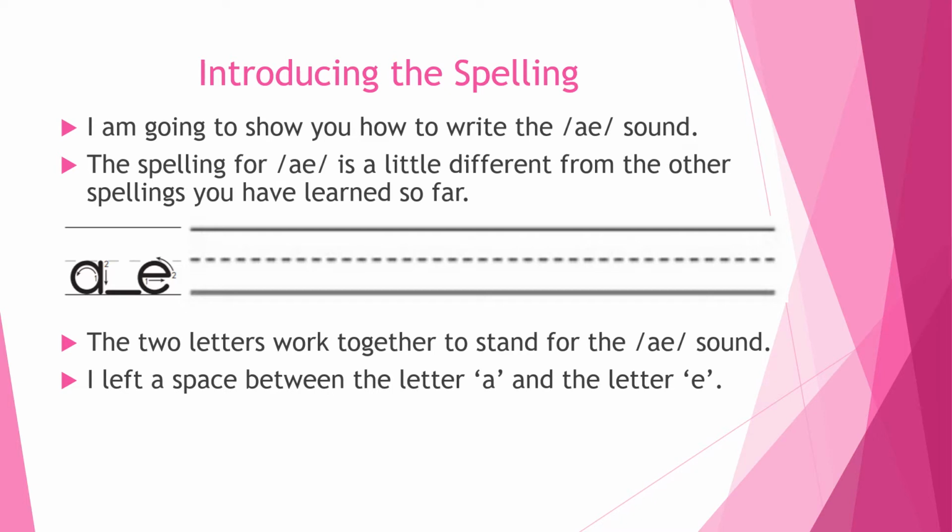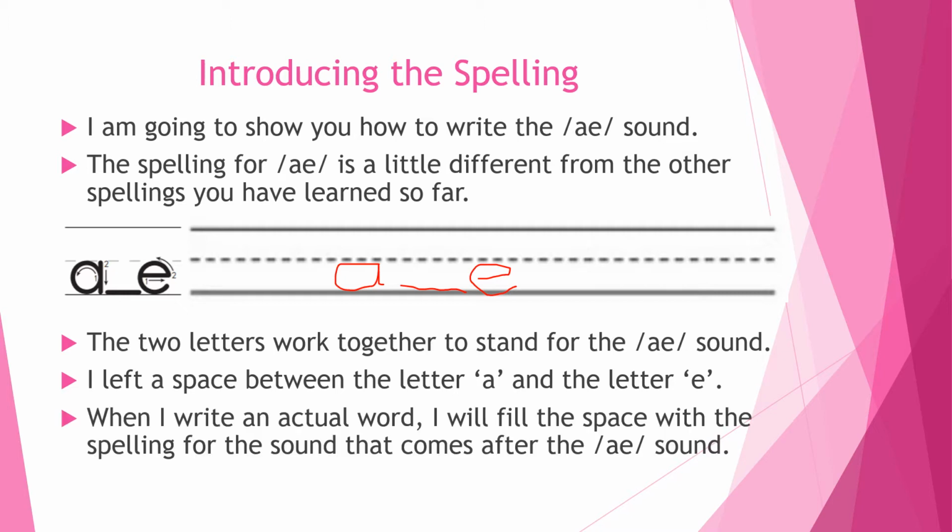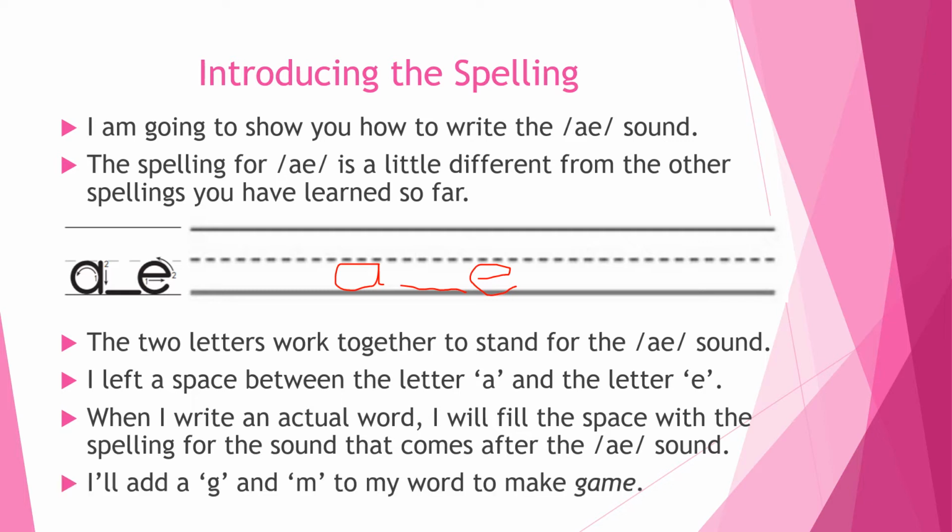I'm going to write this for you. Please watch. A, leave a space, E. I'm going to draw a line for my space. Notice I left that space in between the letters A and E. When I write an actual word, I will fill in the space with the spelling for the sound that comes after the A sound.